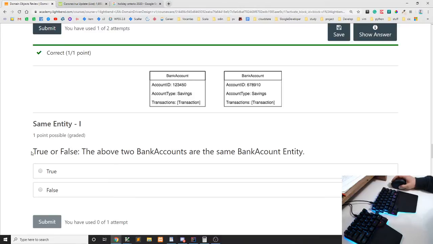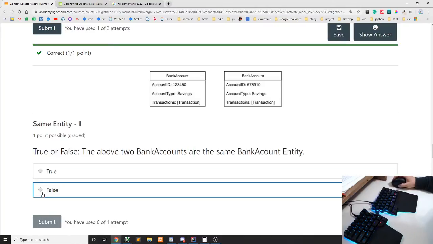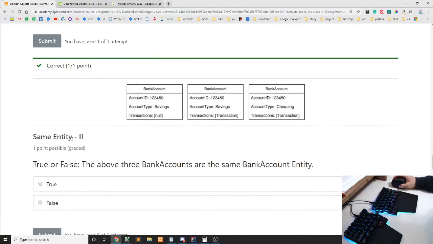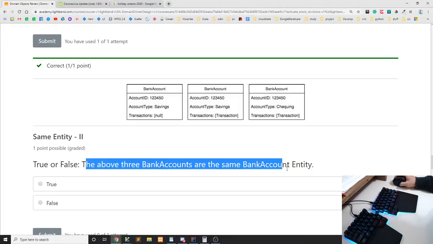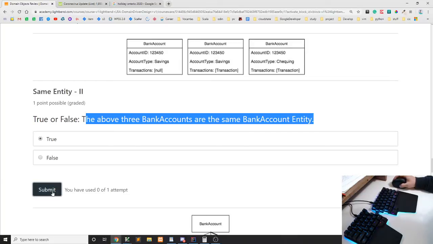True or false? The above two bank accounts are the same bank account entity. False, because the ID is different. True or false? The above three bank accounts are the same bank account entity. So the ID is the same and the value has been changed and the type has been changed. Yes, but it's still the same bank account.